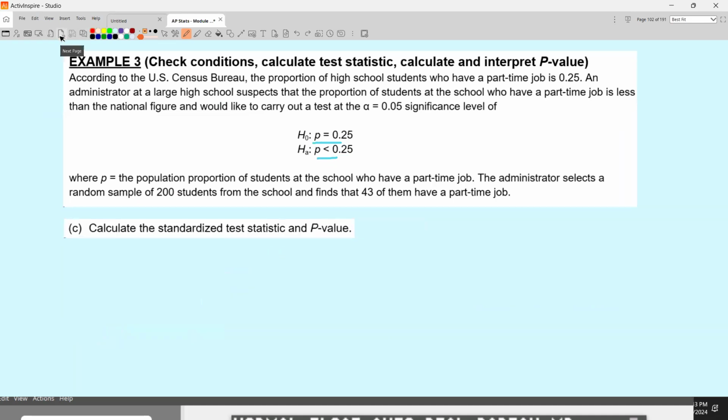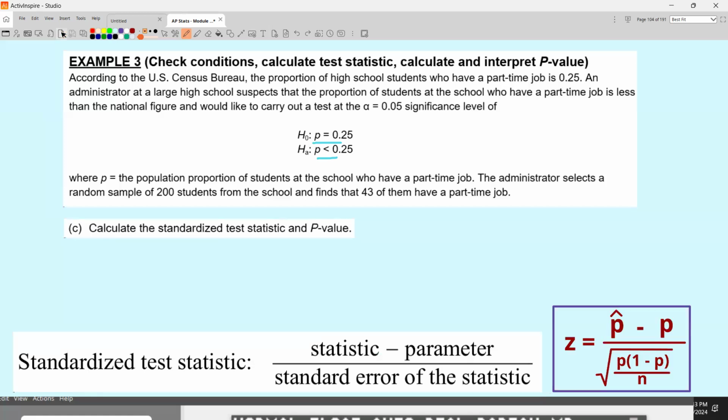Let's calculate our test statistic. This is going to be the one that requires the most amount of calculations. Because we have to use our statistic, which is our sample proportion, we have to calculate our standard error, which is p times 1 minus p over n under the square root. We have to put that all into our z-score formula. Very carefully, it's going to look like this: 0.215 minus 0.25 over the square root of 0.25 times 1 minus 0.25, which is 0.75, over 200. So calculate that, see what you get.